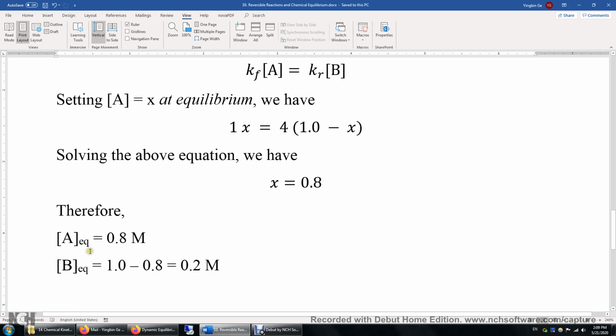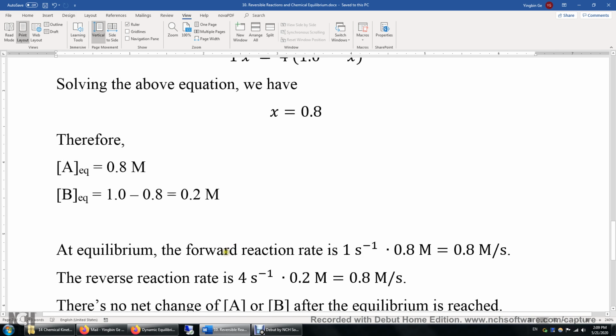So what's the concentration of B at equilibrium? It's 1.0 minus 0.8. It's going to be 0.2 molar. Now we're going to compute the forward and reverse reaction rate given these two numbers. All right. So the forward reaction rate is the rate constant, it's 1 times the concentration of A at equilibrium.